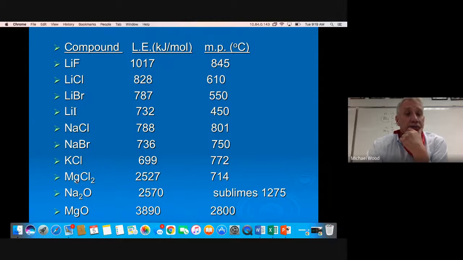Now, down here on the bottom, MgCl2. So Mg plus 2, Cl negative 1. All the ones before that were plus one, minus one. So here's a bigger charge difference. Notice a higher lattice energy. And as the lattice energy goes up, the melting point should go up as well. Na2O, so plus one, minus one, the same charge difference. The sizes are very close to the same. But look at the very bottom one, plus two, minus two. This is the one with the biggest charge difference, and so it has the highest lattice energy and the highest Coulombic attraction.